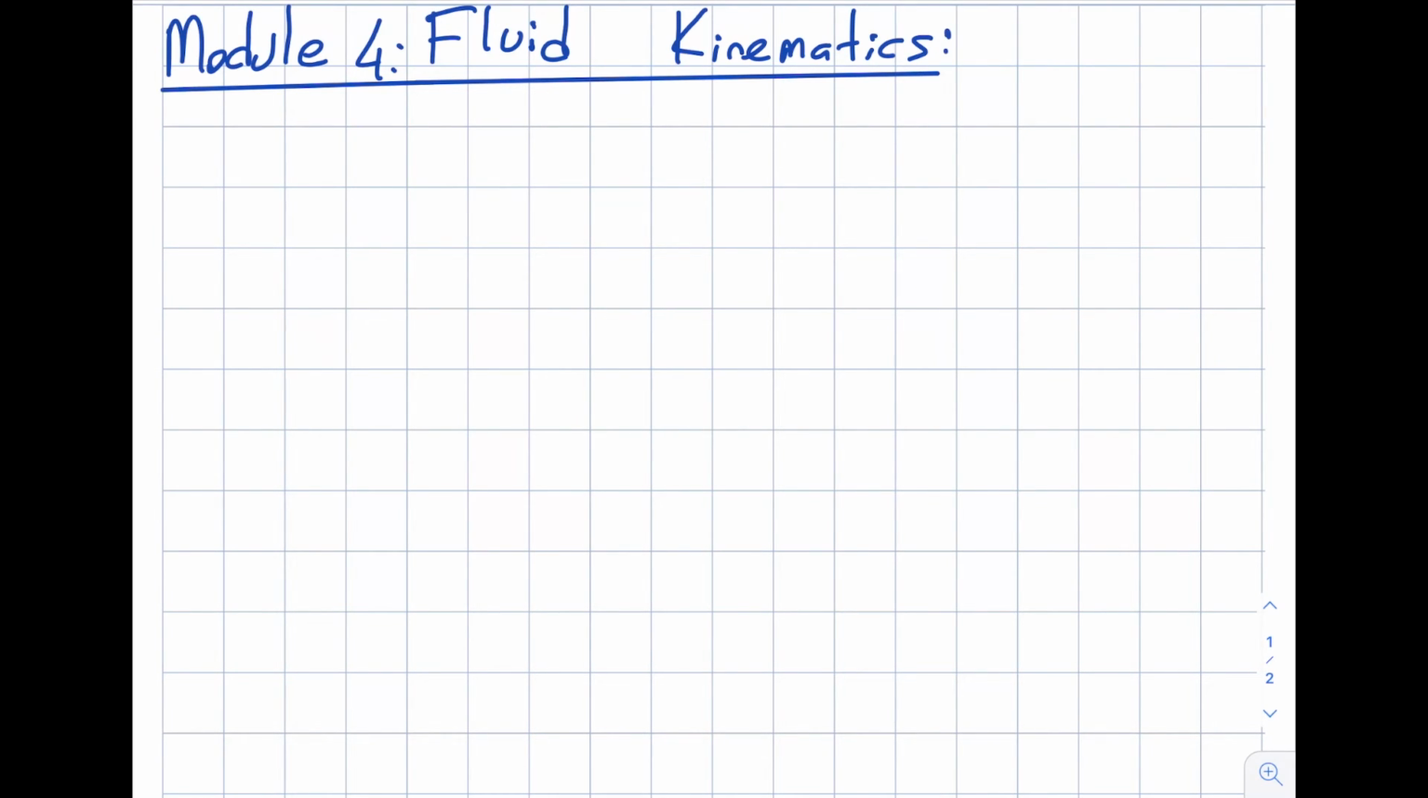In order to do that, I may need to look at fluid kinematics. What kinematics means is basically it deals with the accelerations and velocities that I will obtain. It will not be focusing on how this flow is generated. That will be the subject of Module 5, Module 6, Module 7, and so on and so forth.